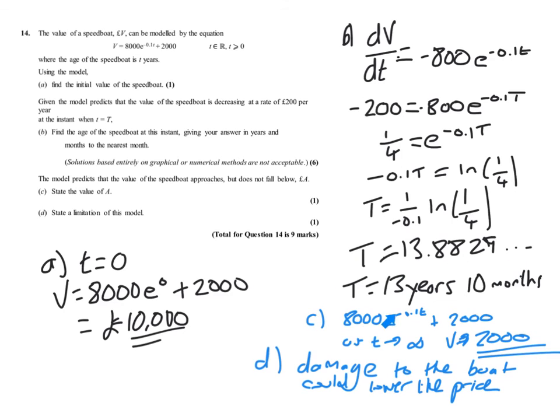C, well, what's the limiting value of the function? What happens as t approaches infinity? Well, e to the negative of a big number, it's going to get really small. 8,000 is going to become irrelevant because you're multiplying by a very, very small number. So you're just left with 2,000. D, just a bit of a limitation there. A good one would be damaging the boat.